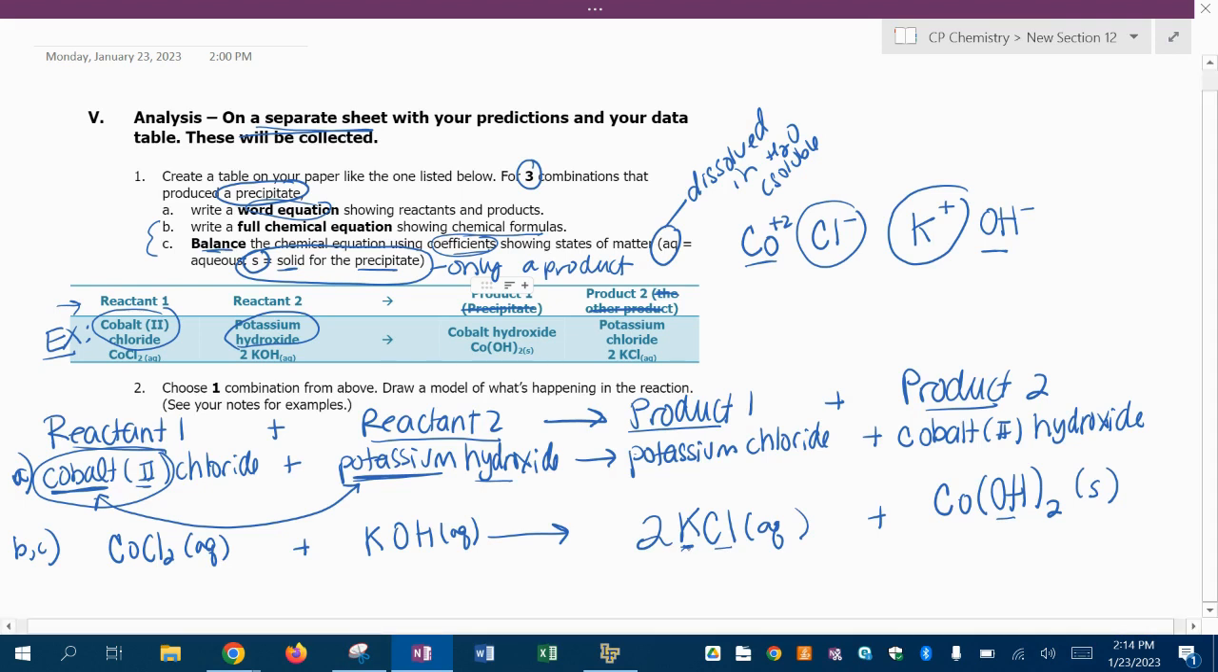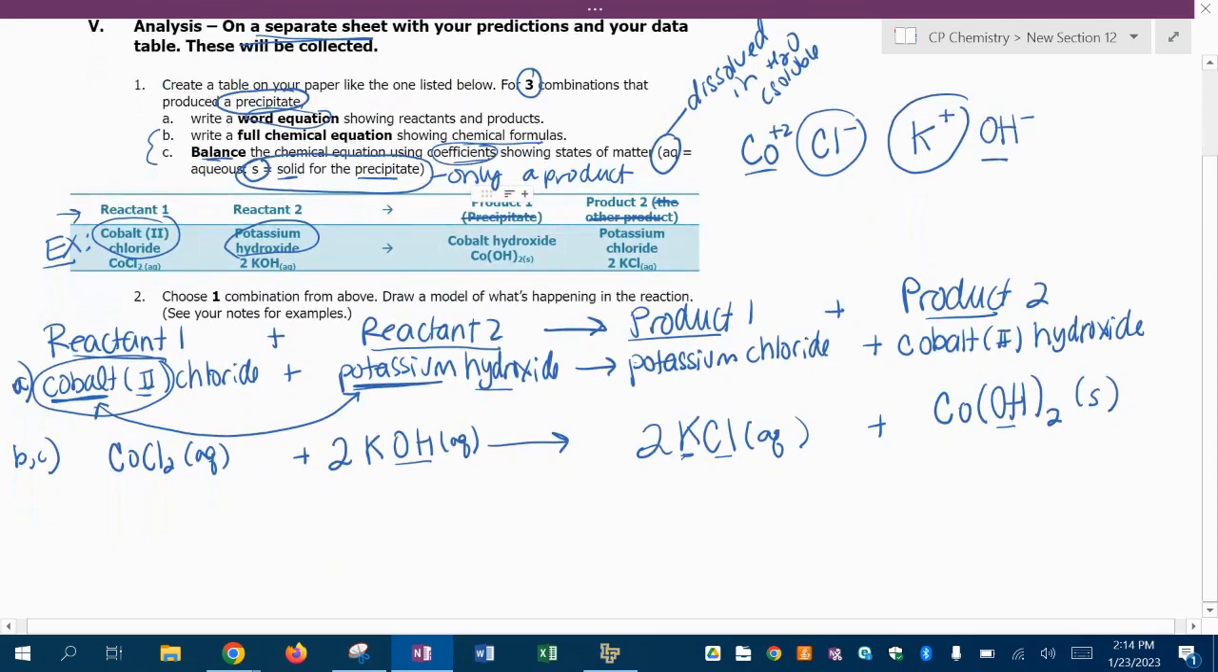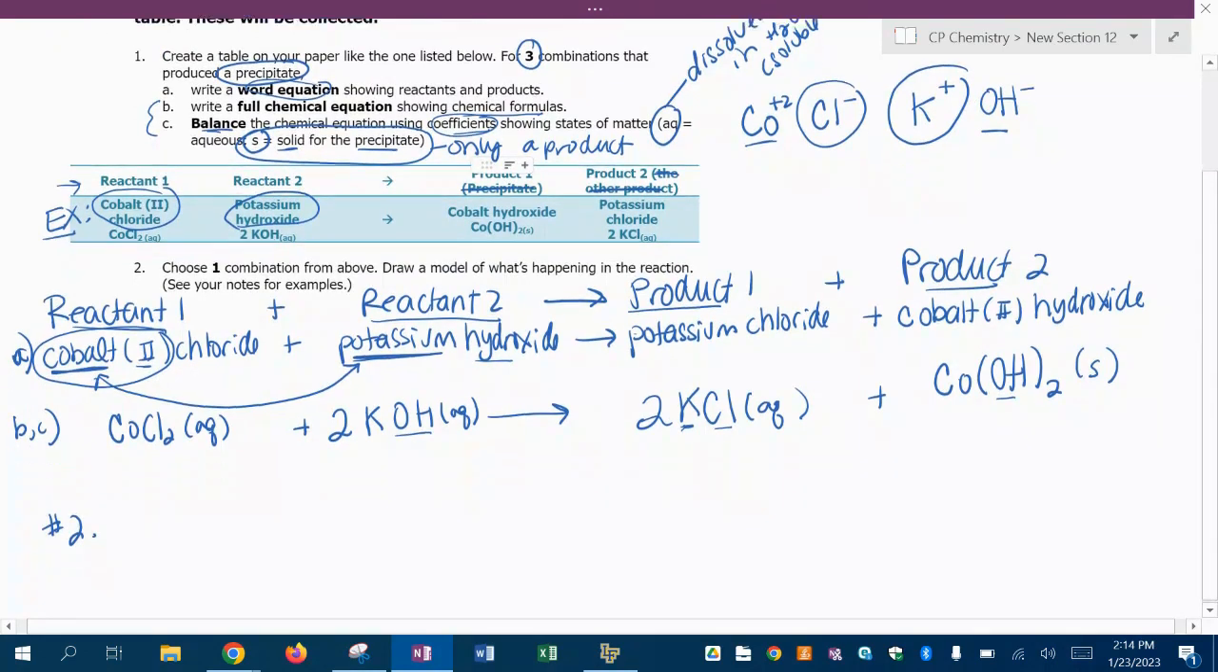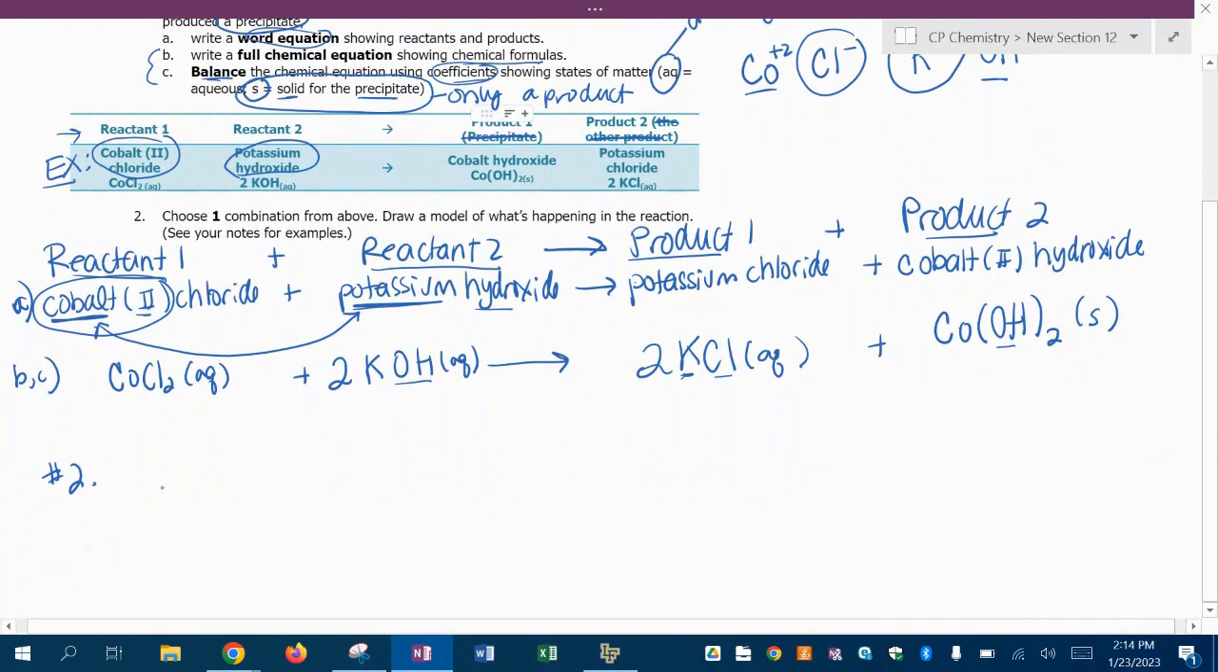So 2 potassiums now are in the products, so let's make 2 in the reactants. So there's 2 KOH. Now by doing that, I have 2 hydroxides on the reactants, or the left side, and I already have a coefficient of 2, so that's all balanced. So part B and C are done. The last part, this is question number 2. For question number 2, they want us to draw a picture of what we just wrote.